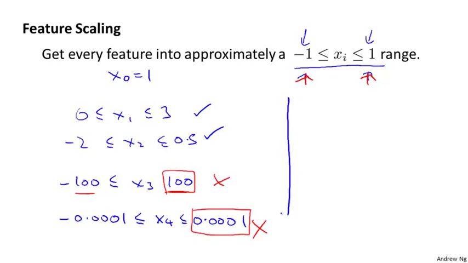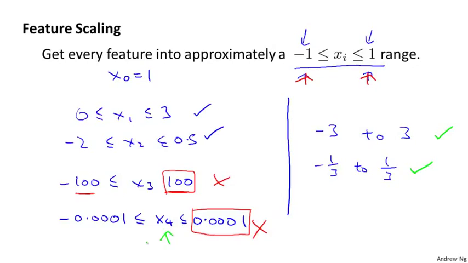Different people have different rules of thumb, but the one that I use is that if a feature takes on a range of values from, say, -3 to +3, I usually think that should be just fine. But maybe if it takes on much larger values than +3 or -3, I might start to worry. And if it takes on values from, say, -1/3 to 1/3, I think that's fine too. Or 0 to 1/3, or -1/3 to 0. That's a typical range of values I consider okay. But if it takes on a much tinier range of values like x4 here, then again I might start to worry.